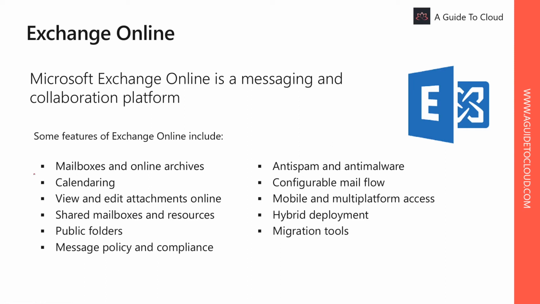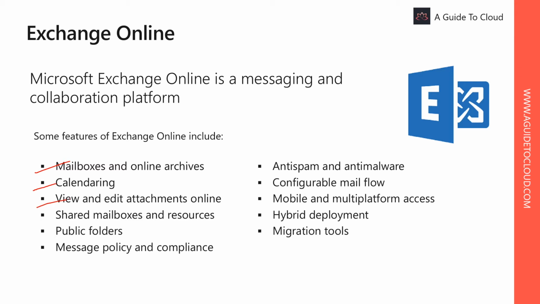Let's look into some of the features of Exchange Online. Mailbox and online archives: individual users have their own mailboxes that they can use to store mail messages. In addition to the main mailbox, some Office 365 plans include an online archive that provides additional storage. Calendaring lets each user have a calendar that can be used to track upcoming events. Users can use this calendar when booking meetings, to verify the availability of someone else within your organization, etc.